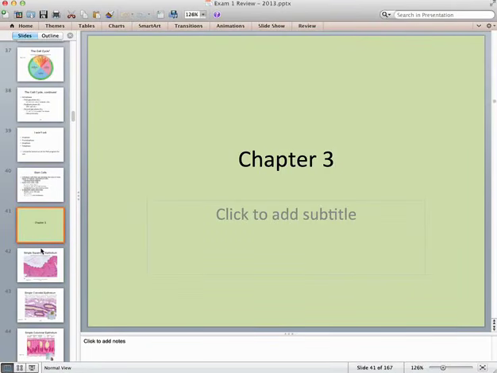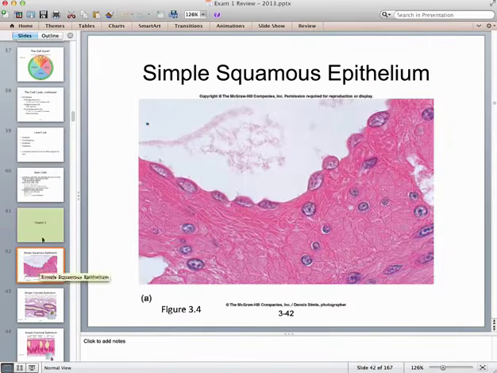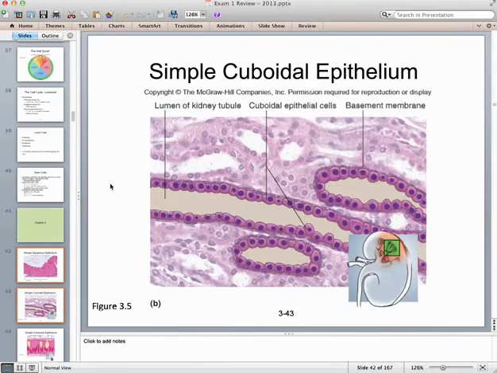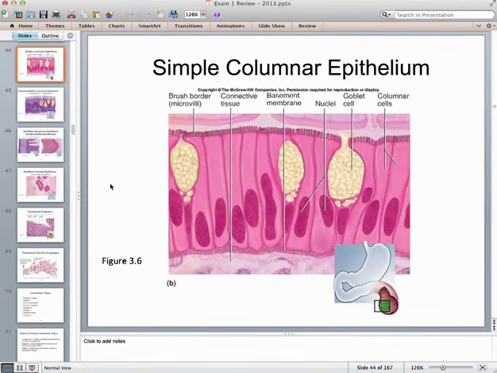So chapter 3 is the histology chapter. We go into a little bit more detail about different types of epithelium, again, just to be able to identify these based on the image, and also a general idea of why you would have simple squamous in one place and why you would have cuboidal in one place, for example. So again, these are just for really straightforward identification.